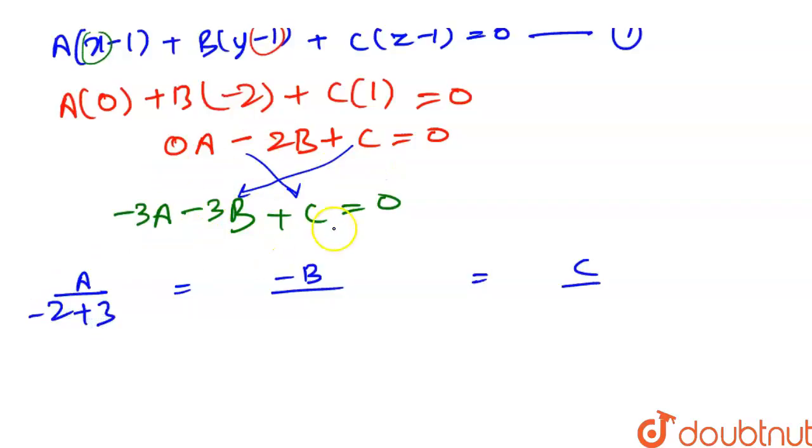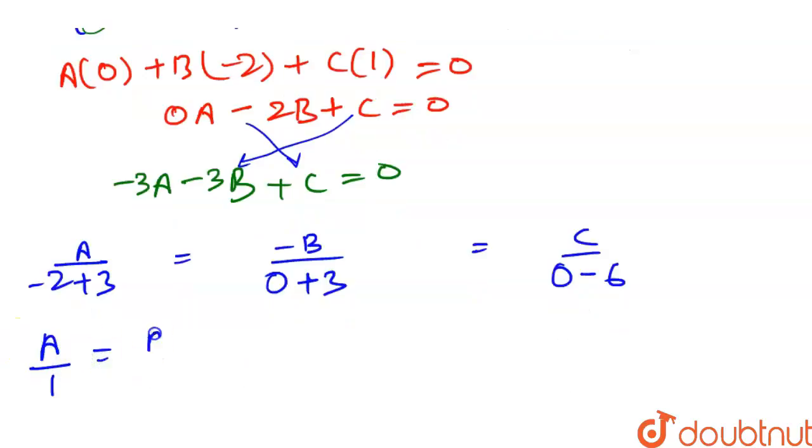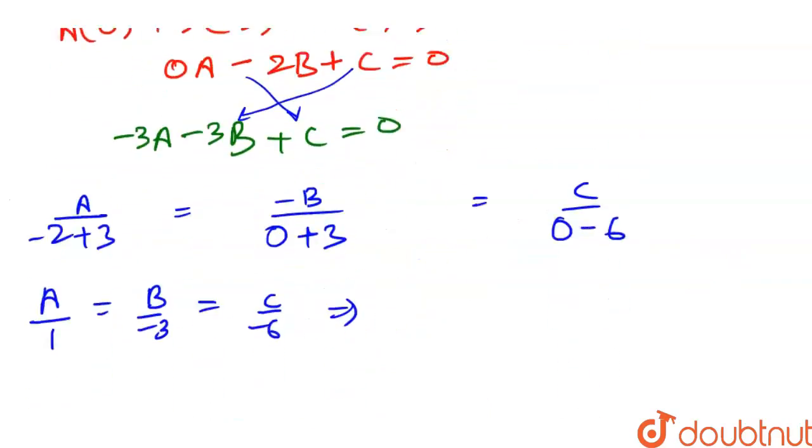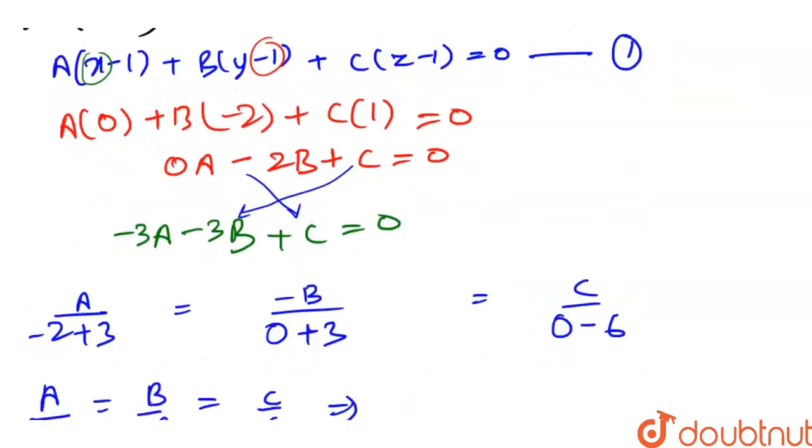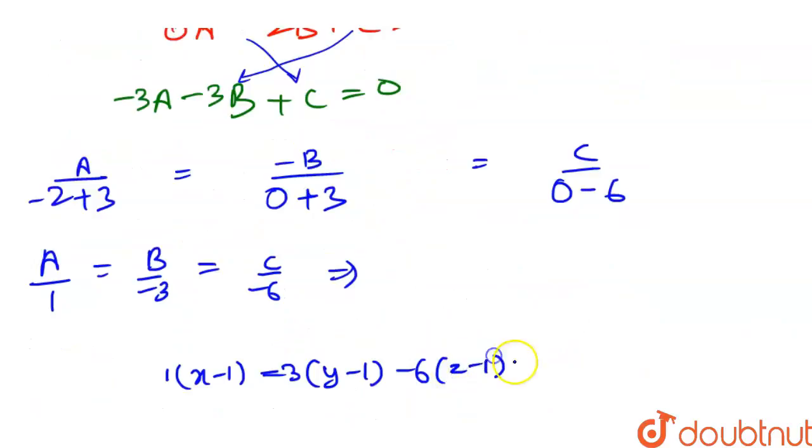For minus b, we will have 0 into 1, 0, minus 3 into 1 is plus 3. Then for c, we will have 0 into minus 3, that is 0, and minus 3 into minus 2 is 6, so minus 6, right? Simplifying it will give us a upon 1, b upon minus 3, c upon minus 6. Now putting these values of a, b and c into the first equation will give us 1 into (x minus 1) plus b is minus 3 now, so minus 3 into (y minus 1), then we have minus 6, so minus 6 into (z minus 1) is equal to 0, right?